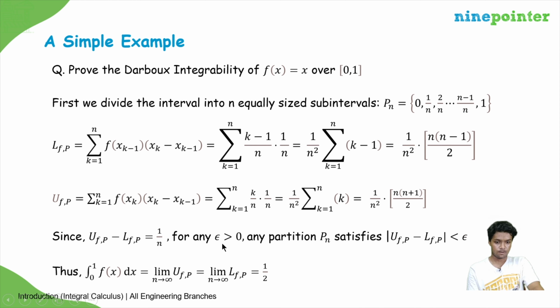So for any epsilon greater than 0, we can see that the partition Pn satisfies this inequality, which is the condition for Darboux integrability. So this function is Darboux integrable, and now this integral can be calculated normally, that is the integral from 0 to 1 of x dx, which is equal to half. Or we can also take the limit of this for n tending to infinity, which is also half.